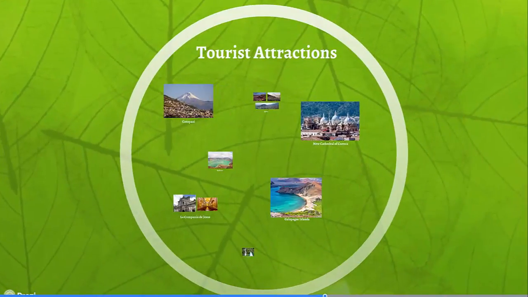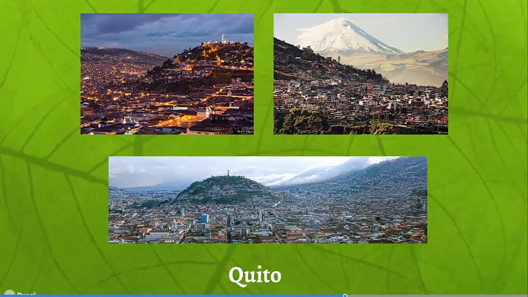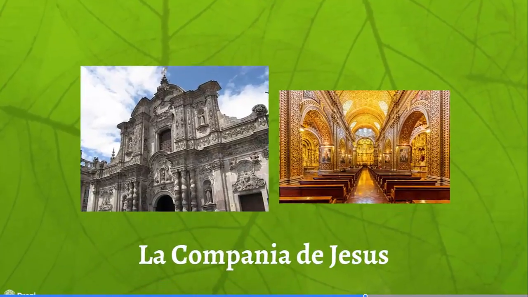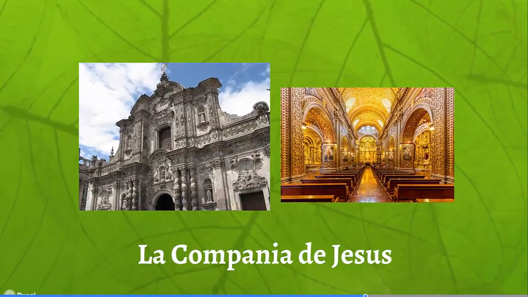Tourist attractions. Quito, the capital city and one of the main tourist attractions of Ecuador, is home to some of the world's best architecture. La Compañía de Jesus, meaning the Company of Jesus, is a Jesuit church in Quito known for its elaborate gold interior. It is one of the most famous Jesuit churches in the world and arguably the most beautiful church in all of Ecuador.